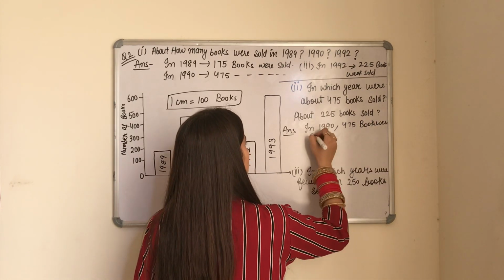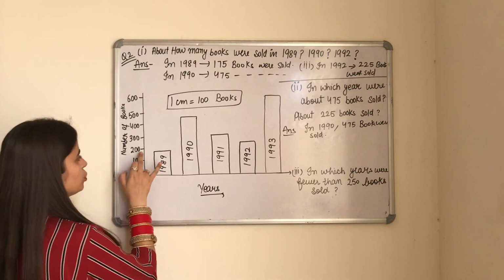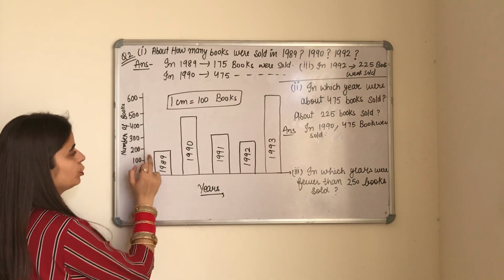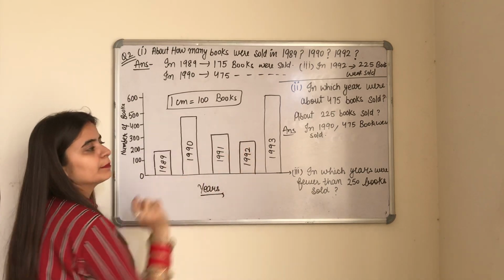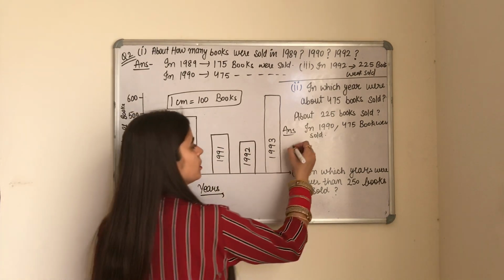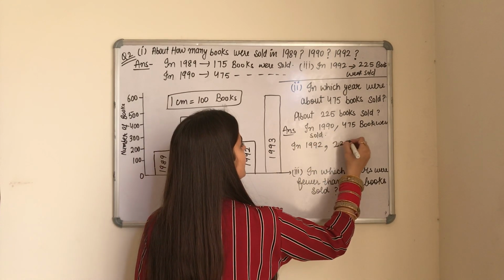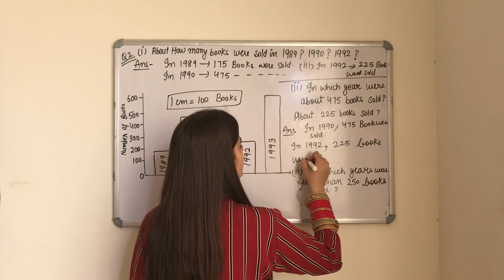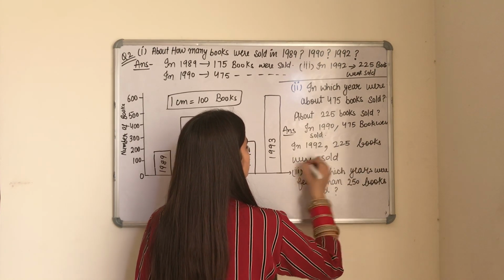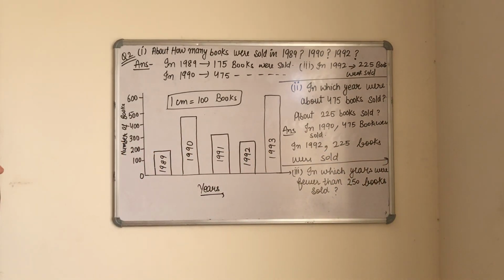So 225: check the bar a little above 200. This one, a little above 200, that is in 1992. In 1992, 225 books were sold. This is our second question.